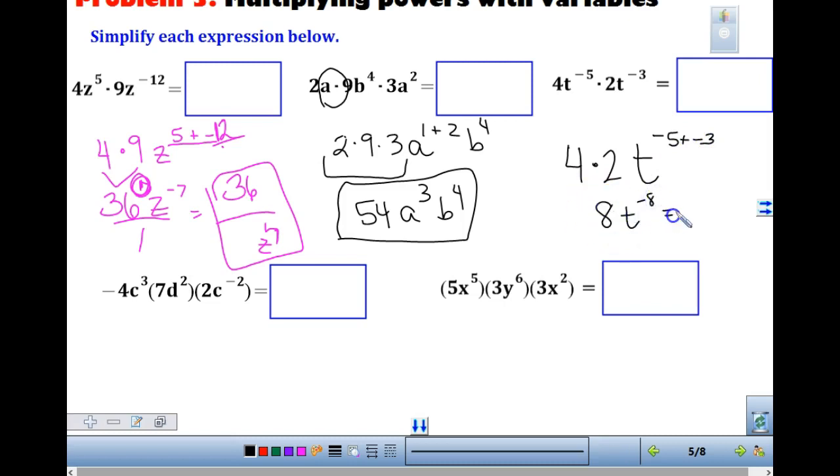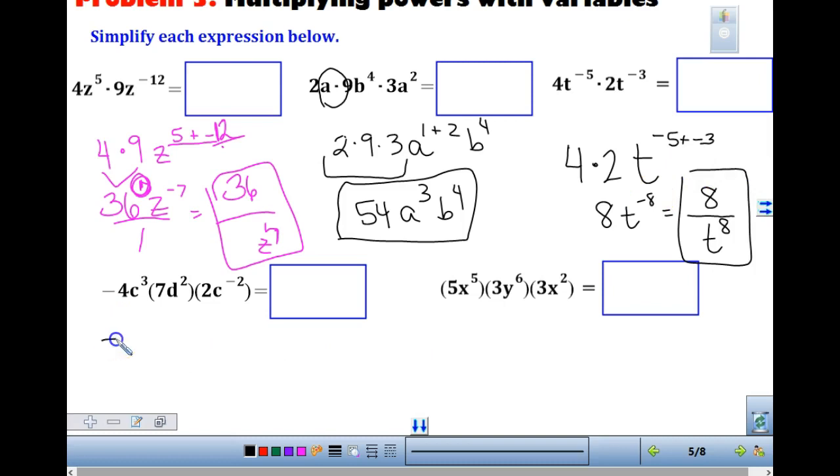So Aiden, help me finish the problem. Can I leave it like this? No. On the test, I get not full credit on the quiz Friday. So what am I going to do? You keep the 8 on top and the t to the bottom and the exponent. Positive 8. Okay.